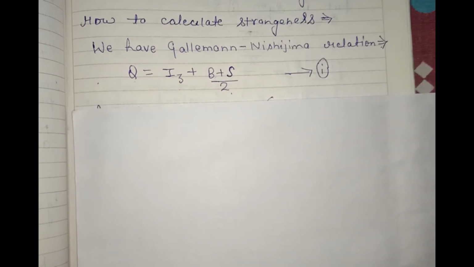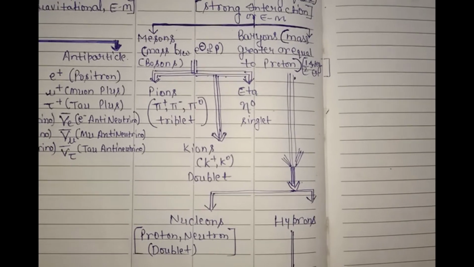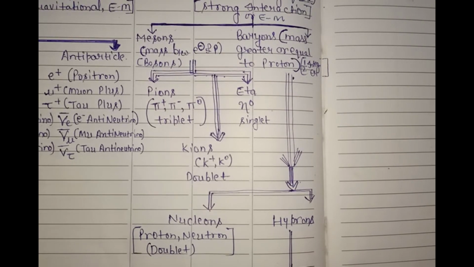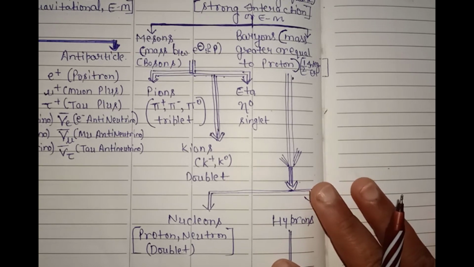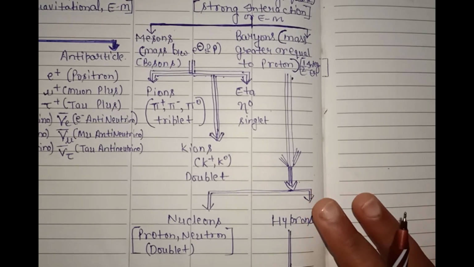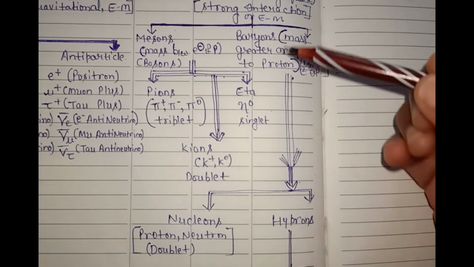To know the baryonic number, at first we have to know what baryons are. I already discussed in my first video which particles we call baryons. Once again I am reminding you all. I want to suggest that you please be very careful about this chart, because without this you can't learn particle physics. So what are baryons?